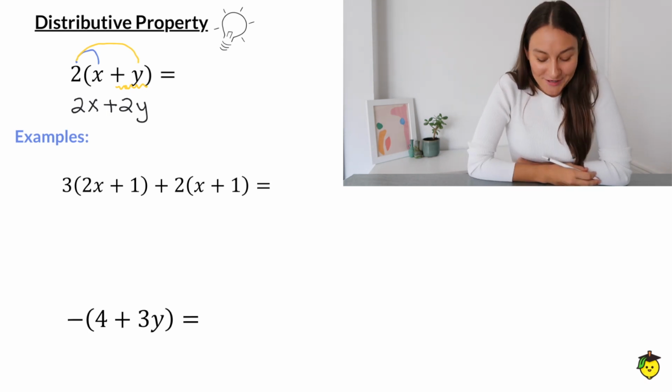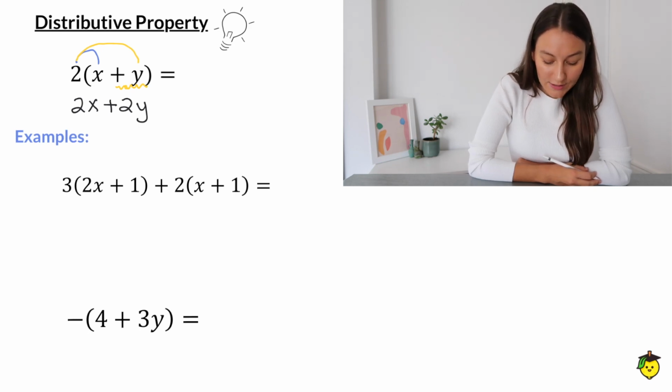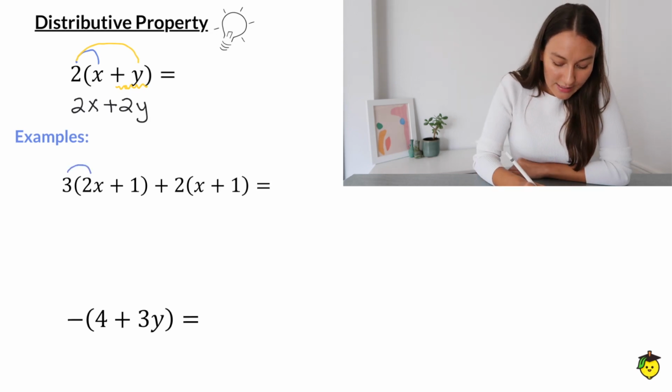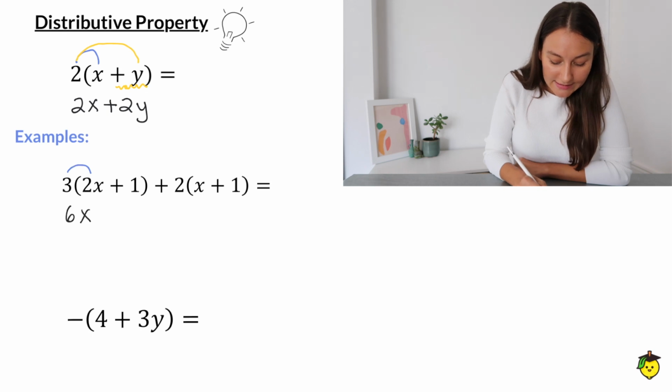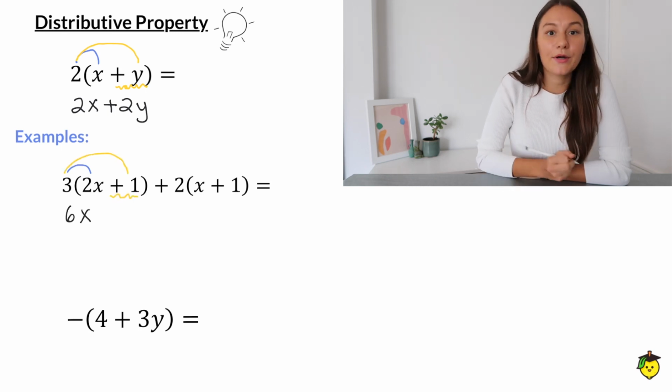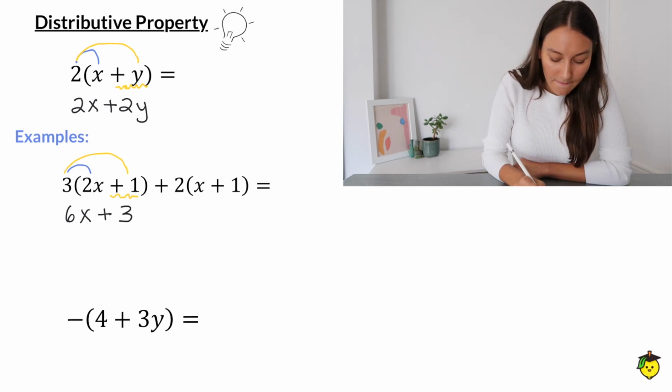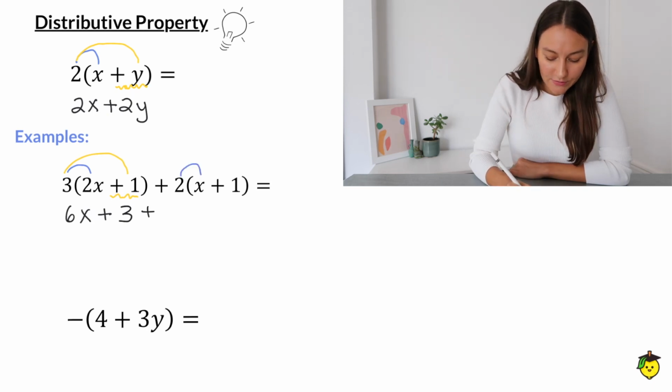So let's take a look at one where you have basically 2 parentheses of this format. So how do we put this together and actually simplify? So again, you're going to use your double rainbow. So I'm going to start with the 3 and I'm going to multiply it by the 2x to get 6x. And now I'm going to take the 3 and again, here's my double rainbow, multiply it by a positive 1. So 3 times a positive 1 is just a positive 3. Plus, and now again, double rainbow, 2 times x is 2x. And then 2 times a positive 1 is a plus 2.